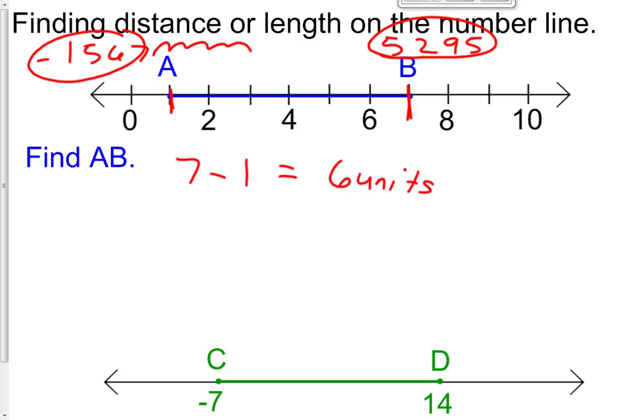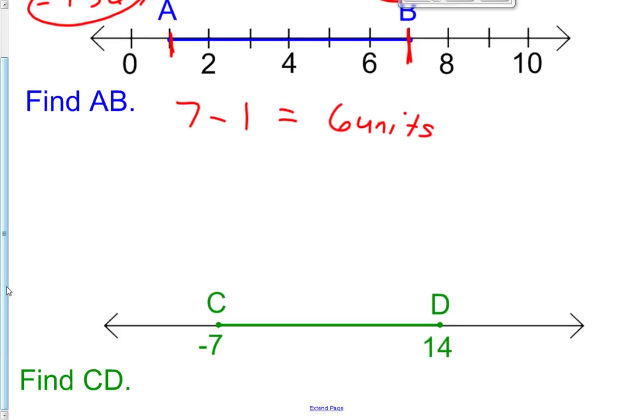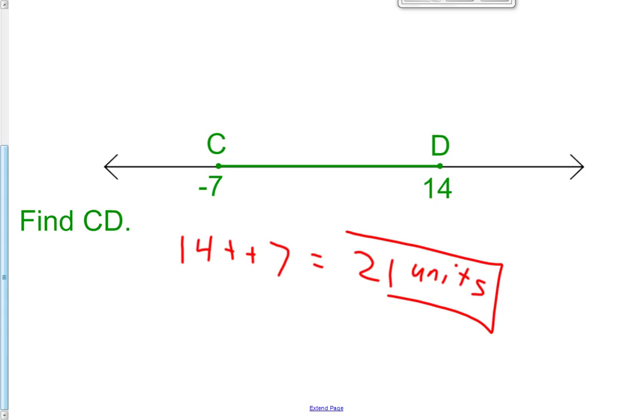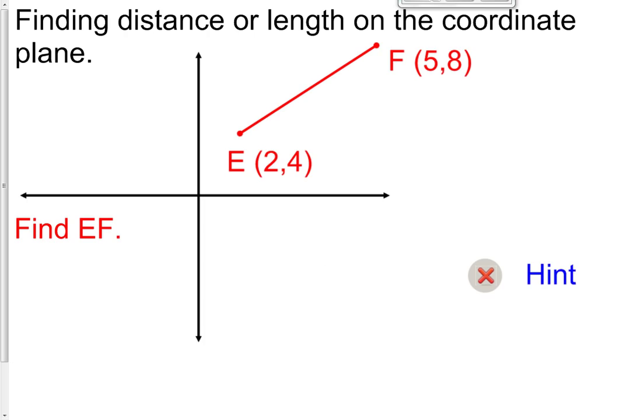We can do the same thing here for the next one. If we want to find the length of segment CD, we would take the right endpoint, 14, and subtract the left endpoint. 14 subtract a negative 7. So when you take 14 minus a minus 7, it's actually 14 plus 7, so the distance of CD is 21 units. We won't be doing as much of that here in this class. We'll do the distance formula many times in this class.